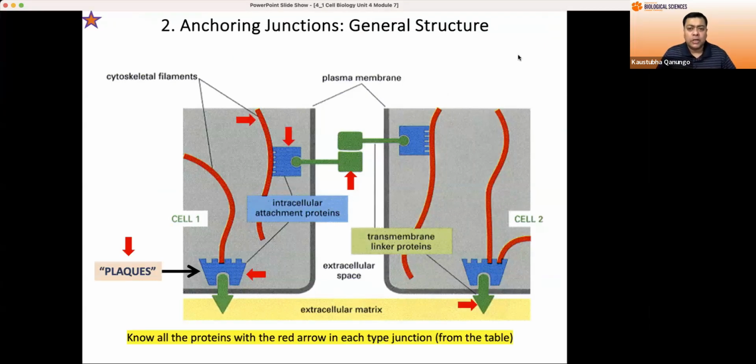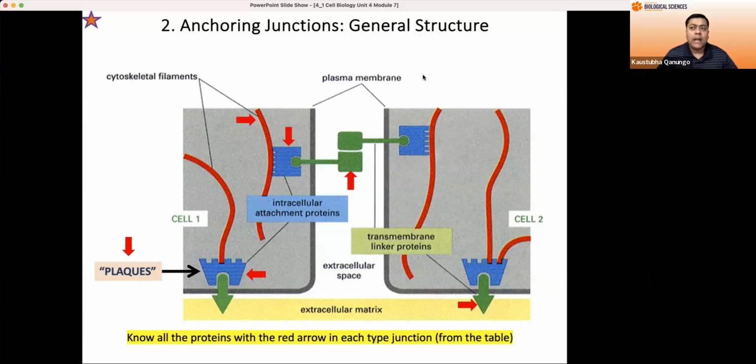So the first, the anchoring junctions, we are looking at whether they are made up of two different proteins. And right here we are looking at the cytoskeletal filament. And here you have an intracellular attachment protein, and here you have a transmembrane linker protein. So you have cell 1 on the left-hand side, cell 2 on the right-hand side. And the first thing you have is a transmembrane linker protein, then an intracellular attachment protein, then a cytoskeletal filament.